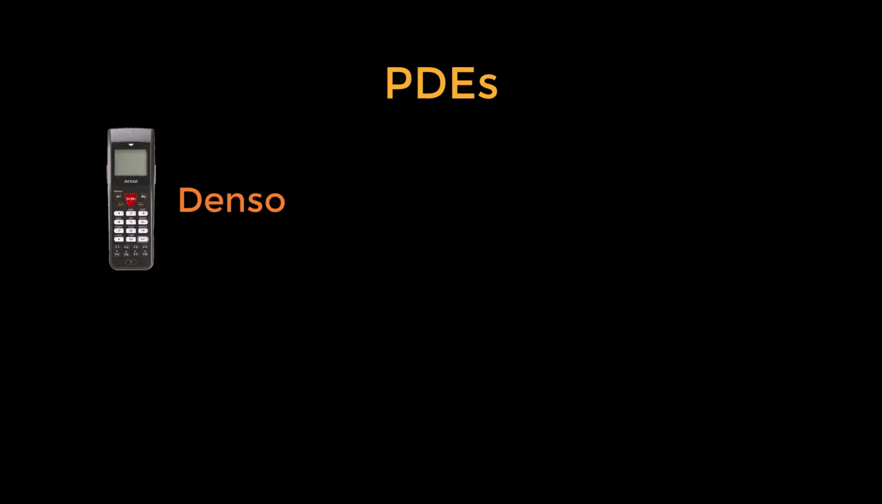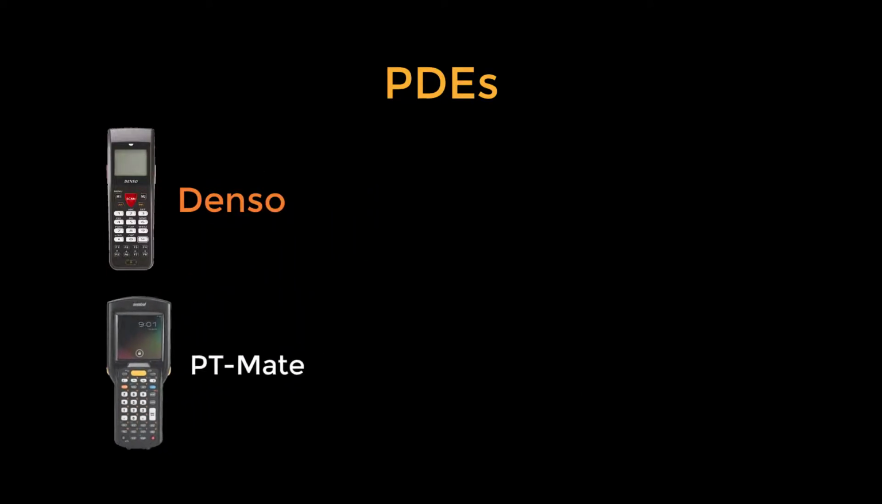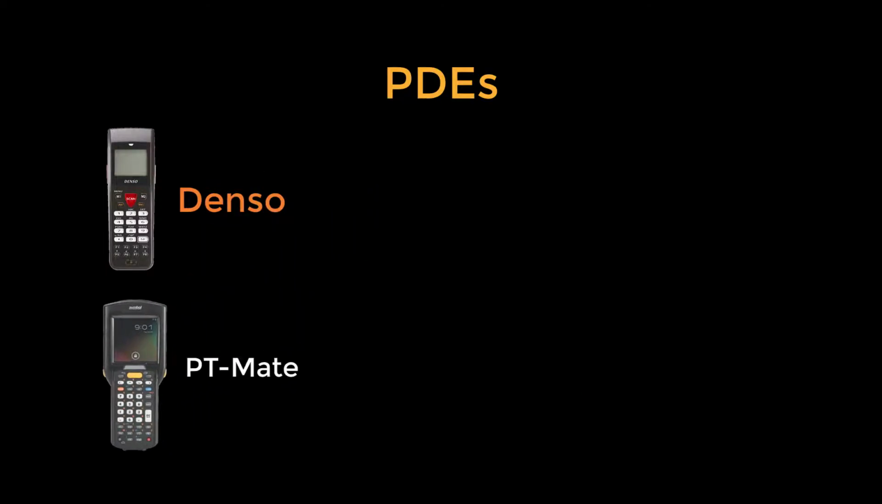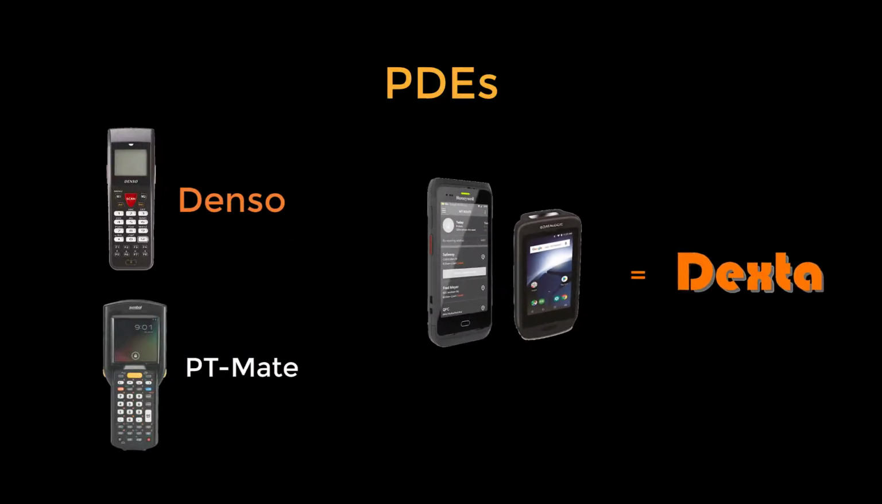PT Mate can do this, however you will need to use the data entry section on the device for date time input. If you use the stock part of the device, it won't. It will just count it as a scan and find and won't give you the date timestamps at all. Dexter, our flagship PDE, absolutely can. You'll need to use the scan and find section for date time entry.